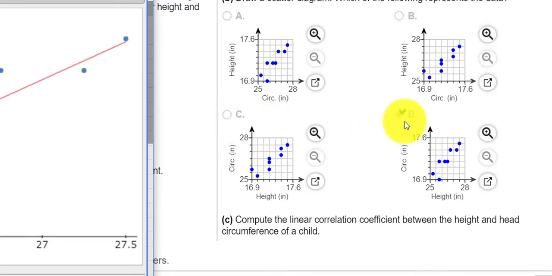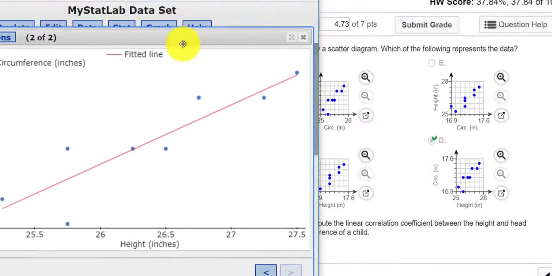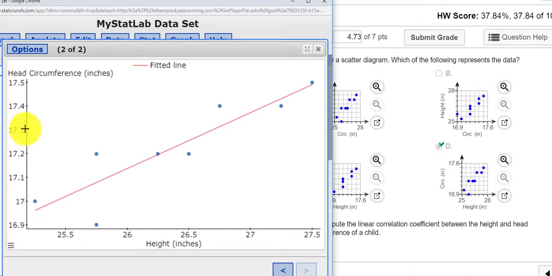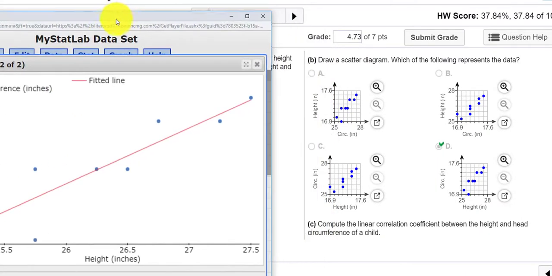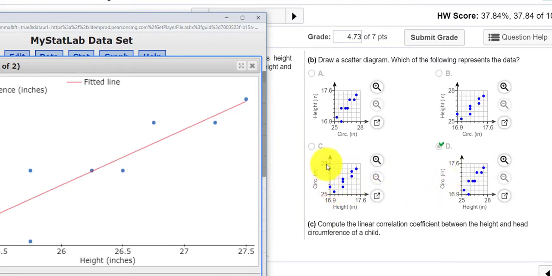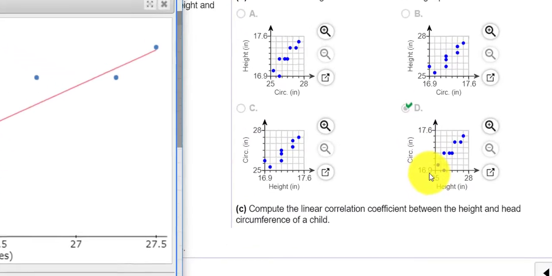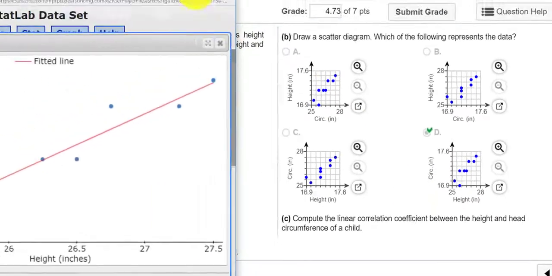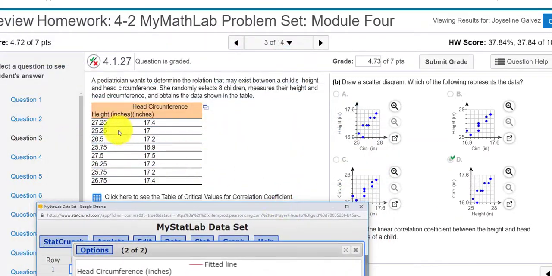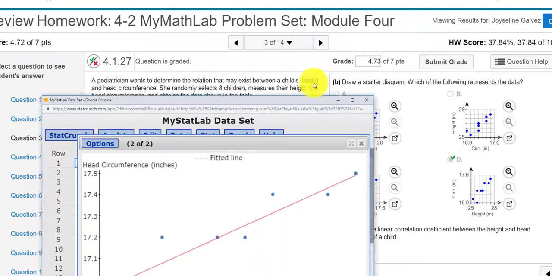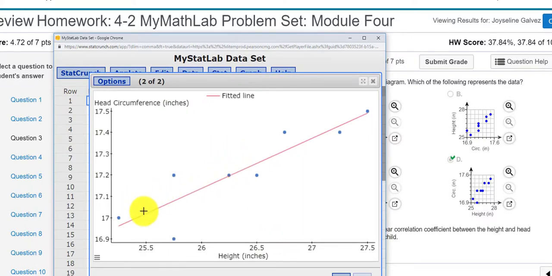So my only two choices would be C and D. Now, if you look at my graph, the head circumference goes from 16.9 to 17.5. And if you look on my charts here, this starts at 25 to 28. So C is eliminated. D looks correct, right? The head goes from 16.9 to 17.6. And the height went from 25 and change to almost 28, right? 27 and a half, right? So this D is my correct choice, all right? And again, if you look at my picture and their picture, this looks about right.